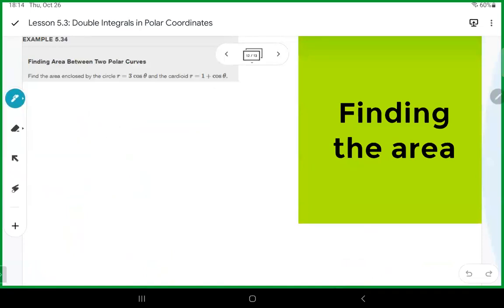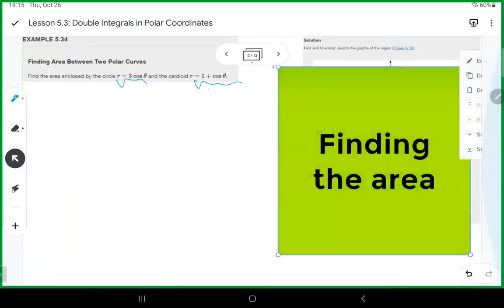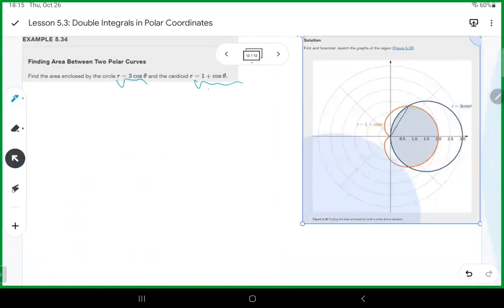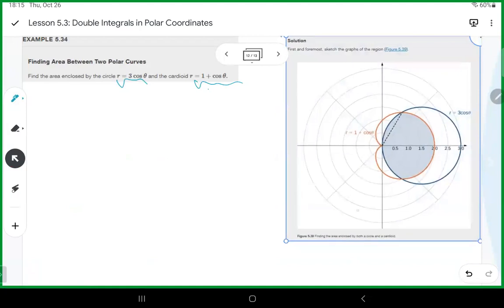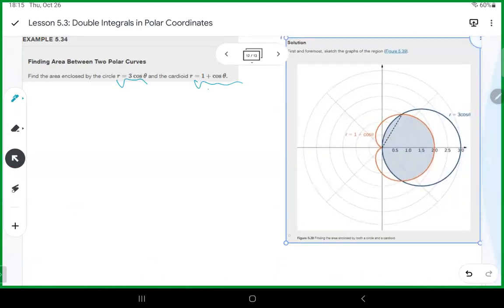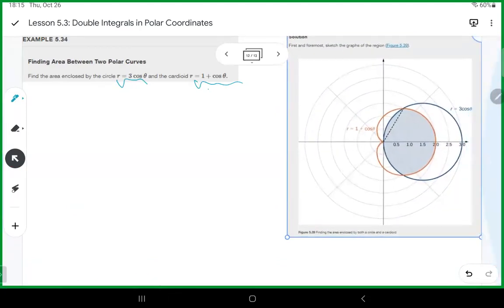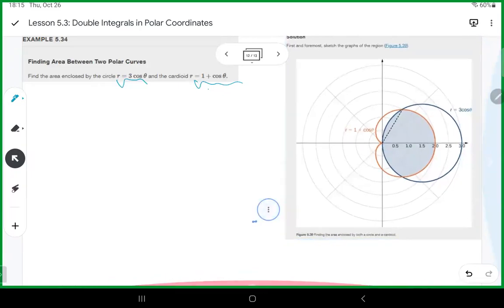Okay, finding the area between two polar curves. Find the area enclosed by the following.